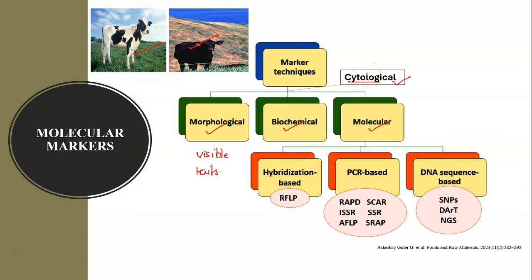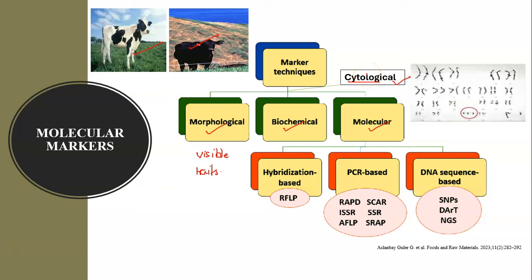Cytological markers are related to variation in chromosome number, shape, size and banding patterns. In other words, it refers to chromosomal banding pattern produced by different stains. So several stains like Giemsa stain are used to produce the chromosomal banding pattern. We call it G-banding. And many more stains are available.